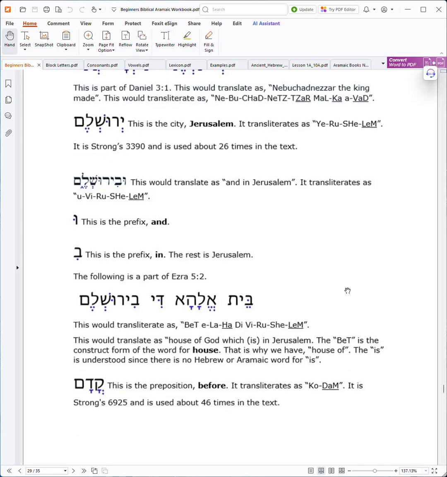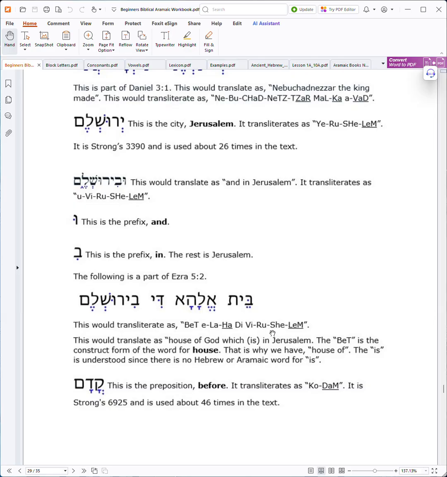Now in Ezra 5:2 it says this, house of God which is in Jerusalem. Okay. So here's house of the God. Should have said the God. Of, or, and then in Jerusalem.